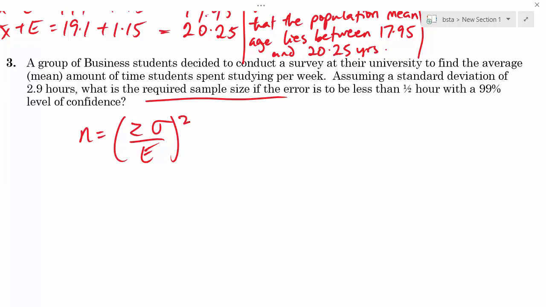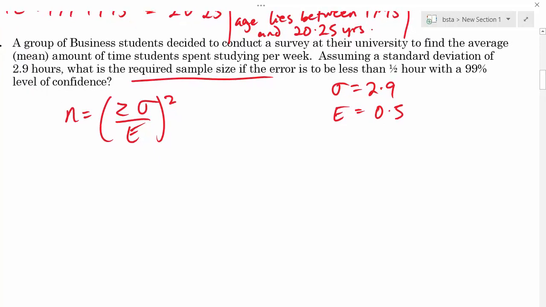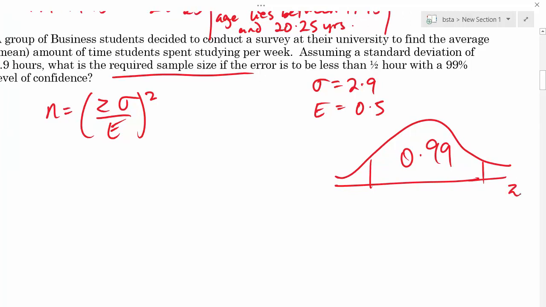Again, you have your sigma and e. These have been provided for you. See here, they say standard deviation is 2.9 and the margin of error is to be less than half hour, which is 0.5. So again, you just want to find the corresponding z value for 99% confidence. Okay, so confidence is always two-tailed. So I'm going to need your help now. Can you find the critical value z for 99% confidence? Everybody, let's go for a search. Go to the z table and see if you can figure out the critical value z for 99% confidence.